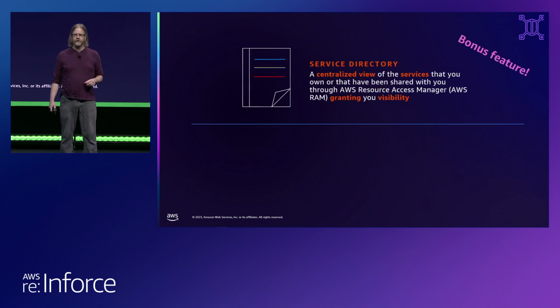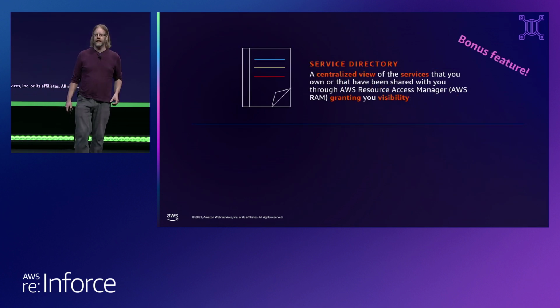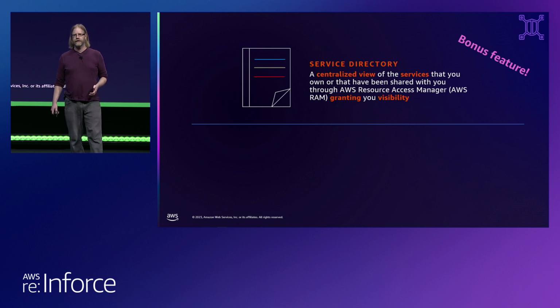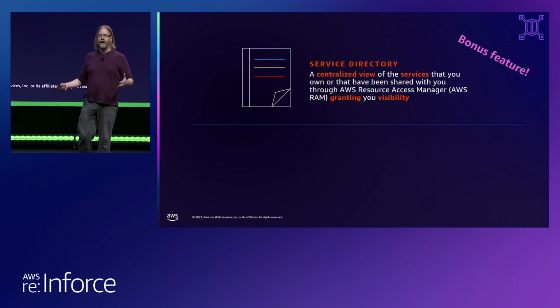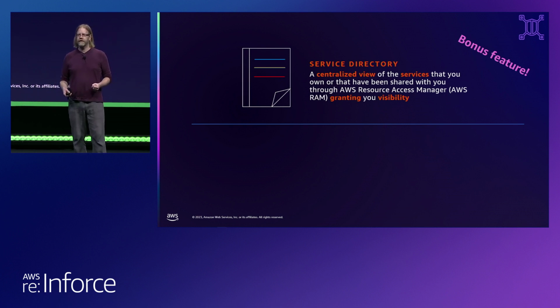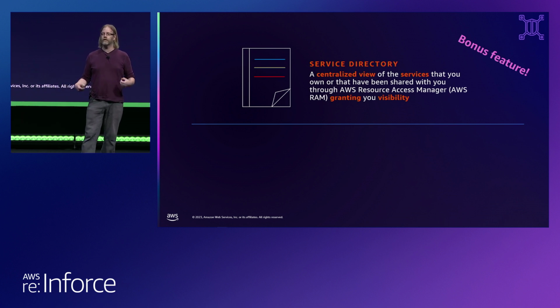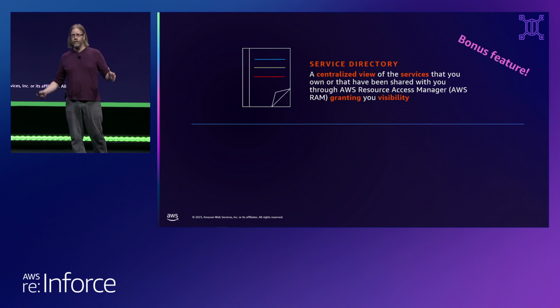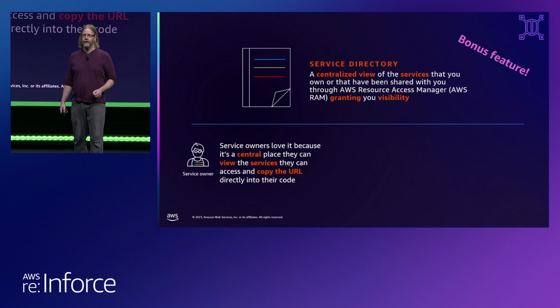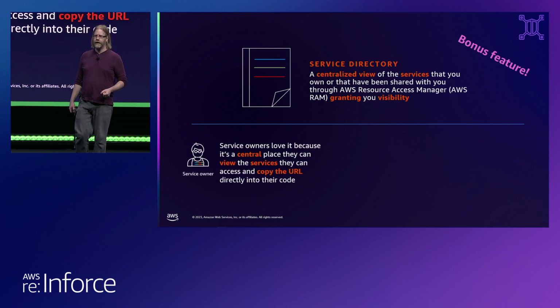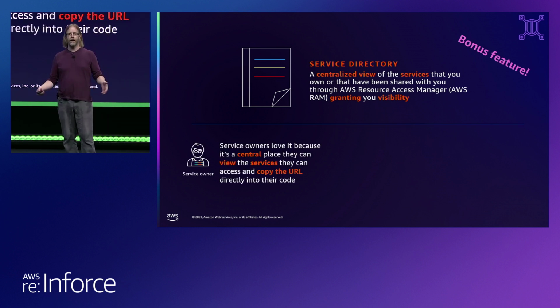Another thing which is kind of interesting with VPC Lattice is the service directory. Within the service directory, you have a list of services that have been shared to you or that you've shared out, right, in one single pane of glass. Our service owners love this, right, because it gives them a central place to do an audit and check out what's going on and make sure the things that are needed are there, as well as you can copy out the URLs and use them within your code.